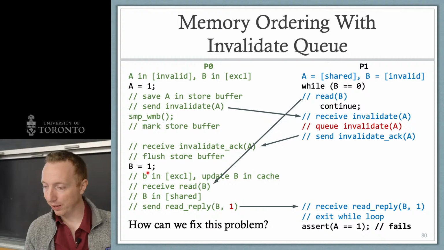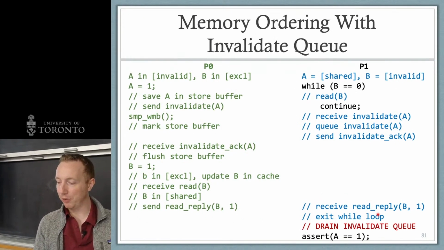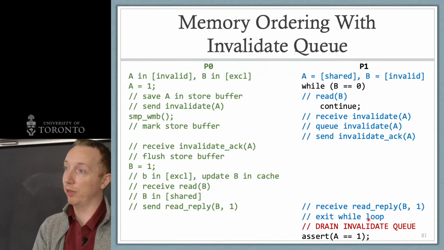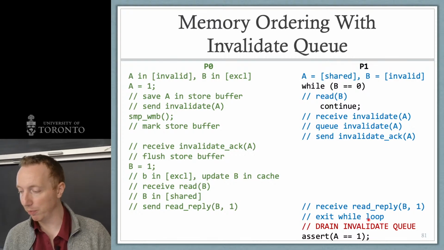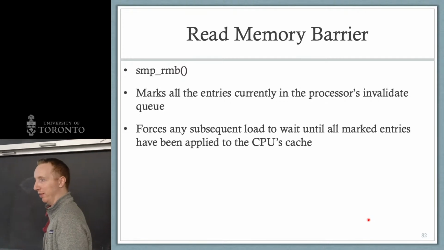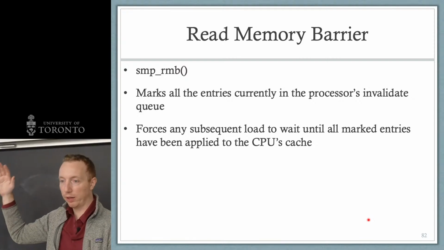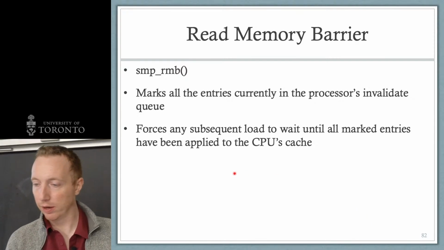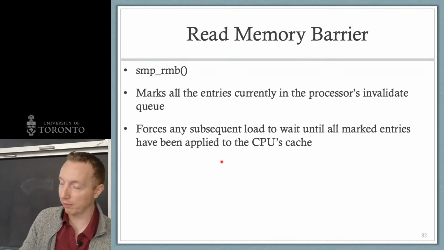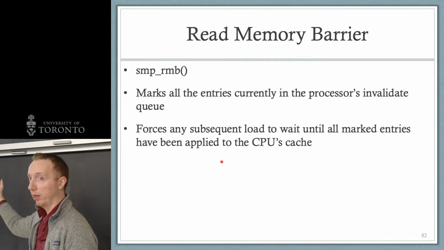So, to fix this problem, before we read that value, we have to make sure that we've actually applied all of our invalidates before we progress further. So that's what a memory read barrier is. It will make sure all the reads above it have completed before any of the ones below the barrier happen. So that forces subsequent loads to wait until all invalidate entries have been applied to the cache. So it will slow things down. So this is something you may have to add.